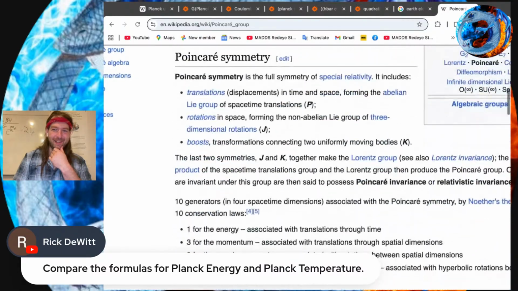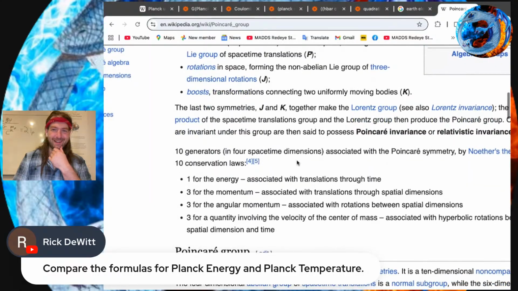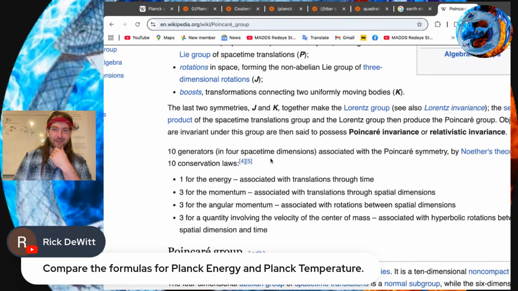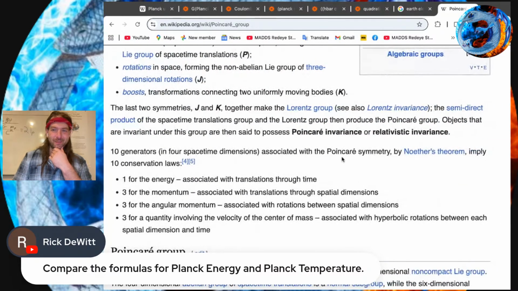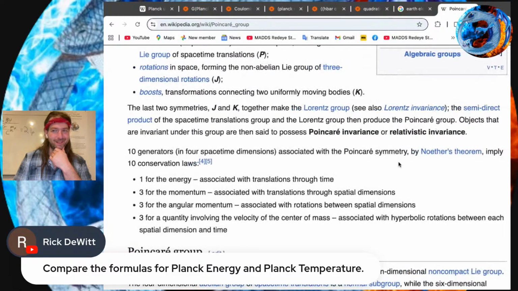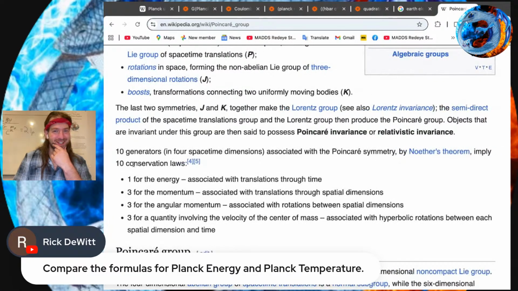Okay, I believe I've read through here for once. Okay, hold on. The 10 generators and four space-time dimensions. Thank you, Emmy. The 10 conservation laws: one for the energy associated with translation through time, three for the momentum associated with translation through space, three for the angular momentum.